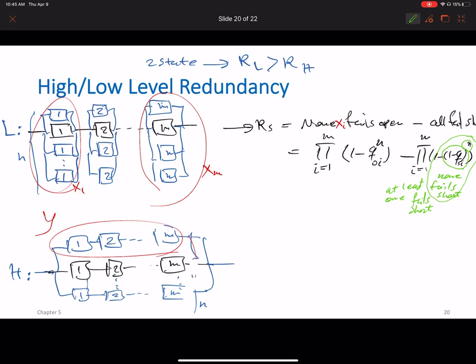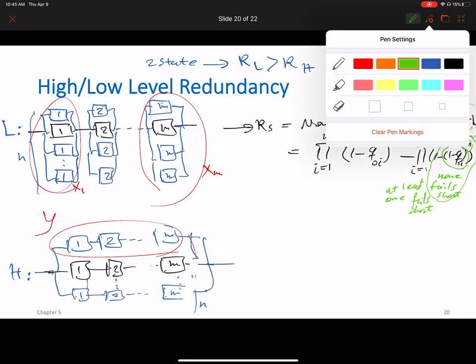If at least one of these components within each X fails short, then that X fails short. And that's what we're looking for. Here we say all of them fail short. So that's the probability that the first X fails short. All right, let's move to the parallel structure.